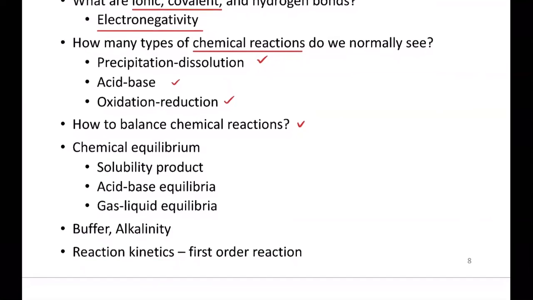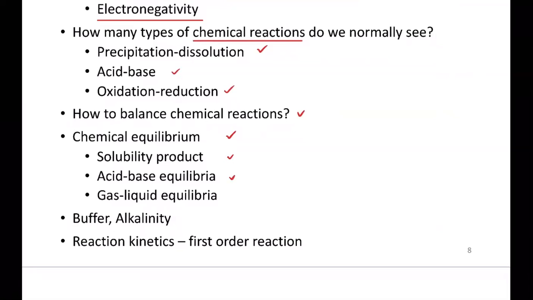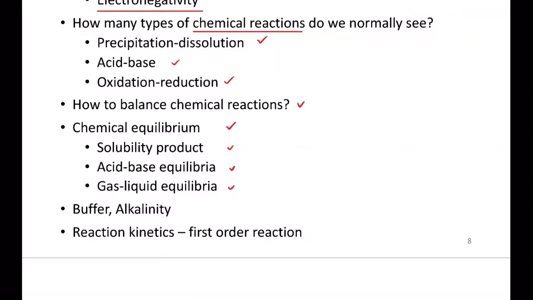So we spent, I think, more than one class talking about chemical equilibrium, right? Chemical equilibrium can determine how many ions are dissolved into the water from solids, and it can tell whether an acid or a base is strong or weak. It also can determine the gas-liquid equilibrium, meaning how much carbon dioxide can get dissolved into the water. Then with all of these concepts, we talked about the buffer.